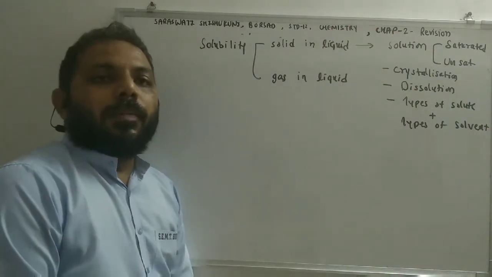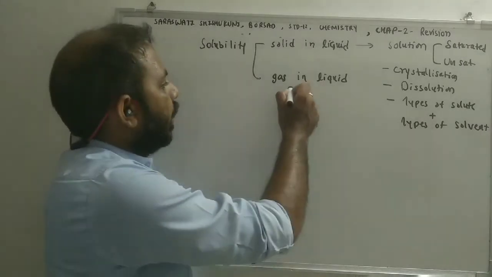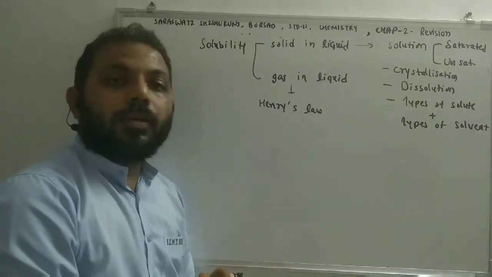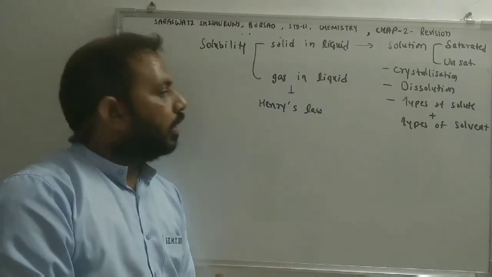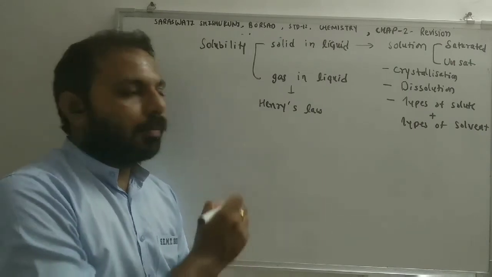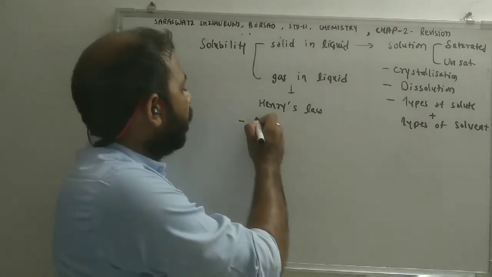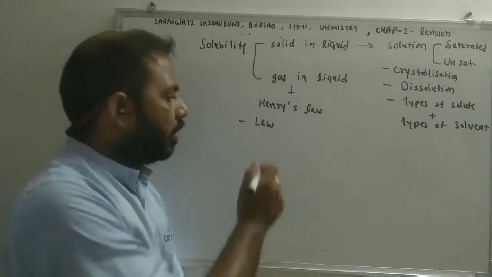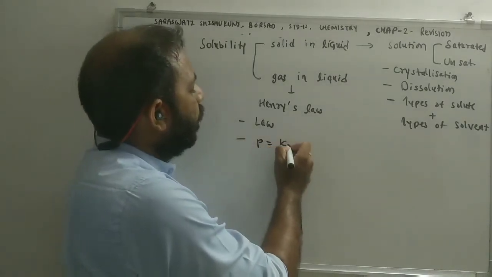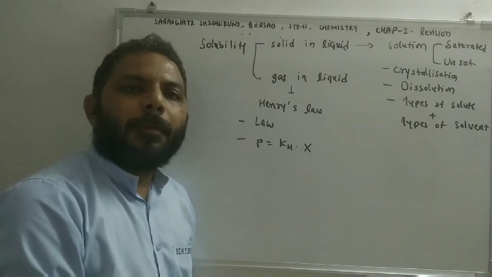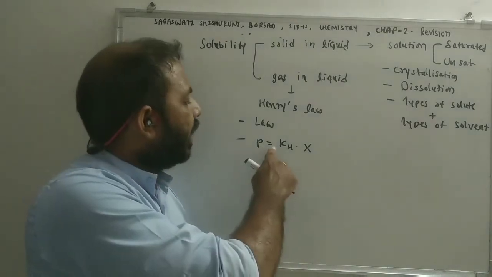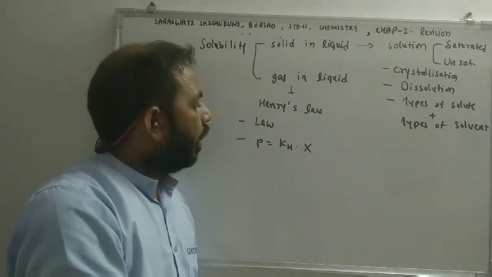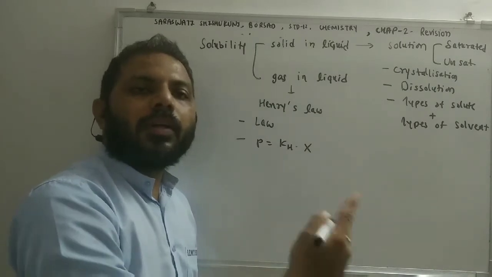Now, the solubility of gas in liquid is again known as Henry's law. So if this question is there in the exam, then you are supposed to write main points like, first, what is Henry's law? Okay, so the statement of Henry's law. Then the formula of Henry's law, and the formula is P is equal to KH into X. Partial pressure of the gas is directly proportional to mole fraction, where KH is Henry's constant, right? Okay, and Henry's constant is different for different gases.